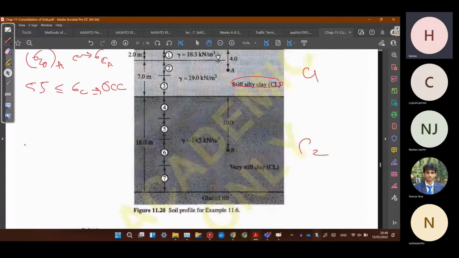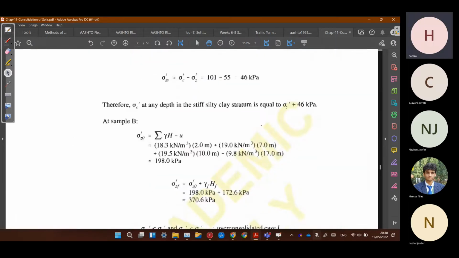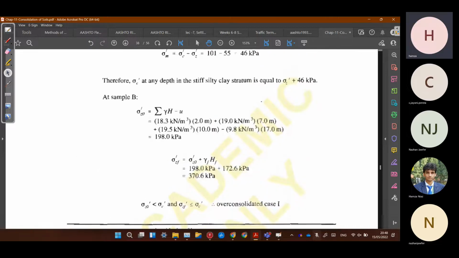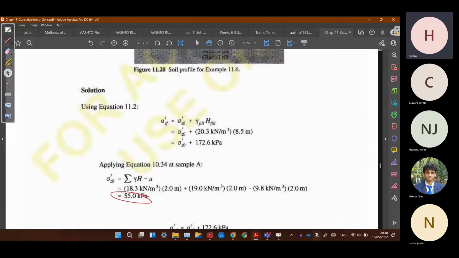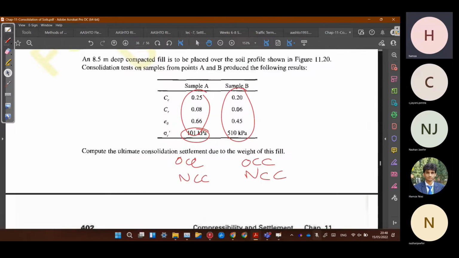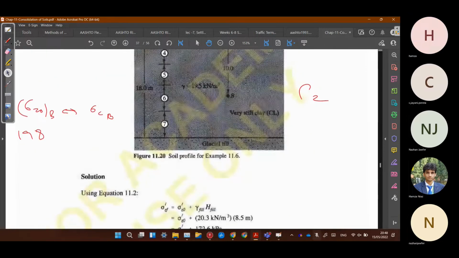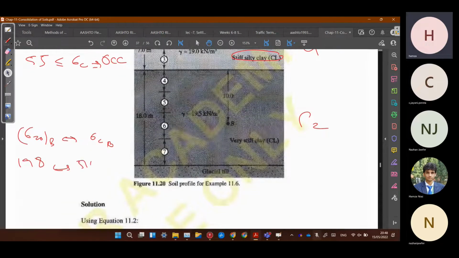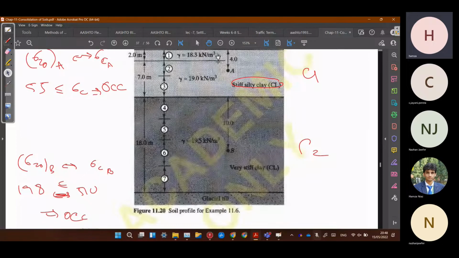Again, in the same way, find the sigma z naught of B and compare it with the sigma c of B. Sigma z naught of B is 198, I think. On the other hand, the sigma c is given in this question as 510. So it is again very much lesser than 510. That means this is also over consolidated. That is how we have to find whether the soil is normally consolidated or over consolidated.